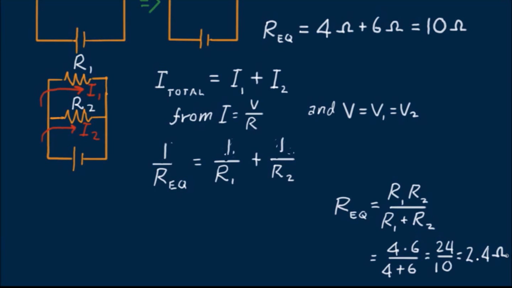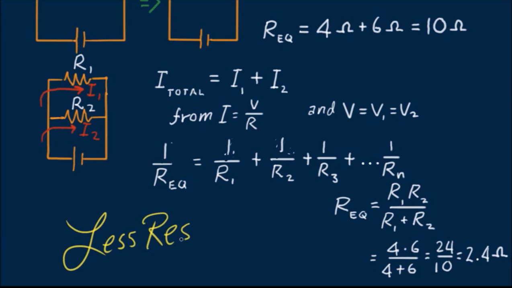In summary, the product over sum rule applies only to a pair of resistors in parallel. More generally, the equivalent resistance of a parallel circuit with n number of resistors can be found from this extended equation. Here's what's fascinating about parallel circuits. The equivalent resistance of any parallel circuit is less than the resistance in any of its branches.